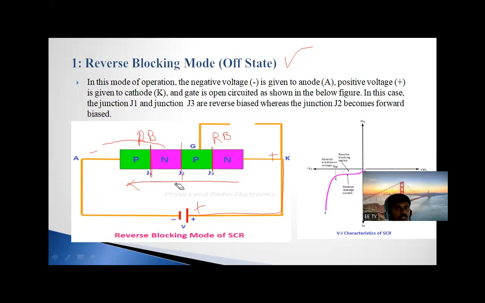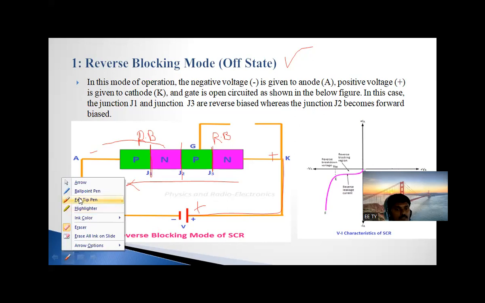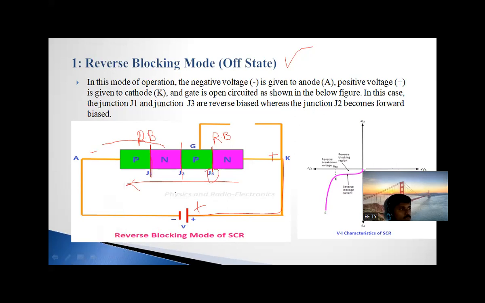But no current is flowing. Is it right? J3 is reverse biased. There is no chance for current to flow from cathode to anode. That's why in reverse blocking mode, junctions J1 and J3 are the reverse biased junctions and junction J2 is the forward biased junction. So due to this, there is no chance for current to flow from cathode to anode.